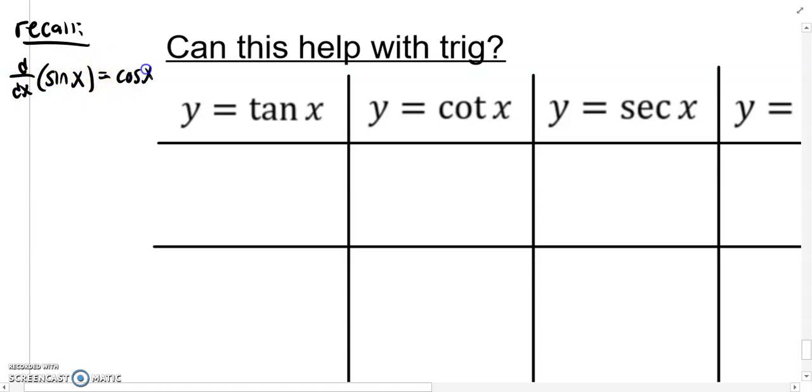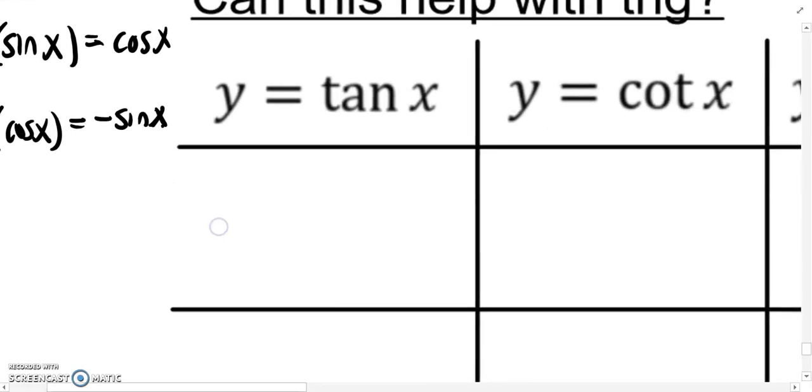Recall from a previous lesson that we've already talked about the derivative of sine of x is equal to cosine of x. And the other derivative that we already know so far is that the derivative of cosine of x is negative sine of x. So we're going to use both those derivatives and the quotient rule together to help us do the other four trig functions. So first one we're going to look at is tangent of x.